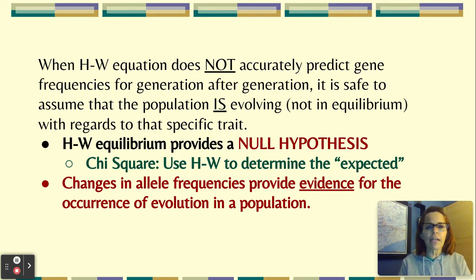So we did several times a chi-square analysis where they told us what the traits were for generation after generation. You used the Hardy-Weinberg equation to calculate the expected, and then you compared it to the observed. I want to remind you, O minus E squared over E, remember that? So observed minus expected. Hardy-Weinberg gives us the expected rates. Then we do the chi-square value and we look to see if it's a significant difference or not. So changes in allele frequencies provide evidence for the occurrence of evolution in a population. So it's a way of sort of proving this population is in fact evolving.